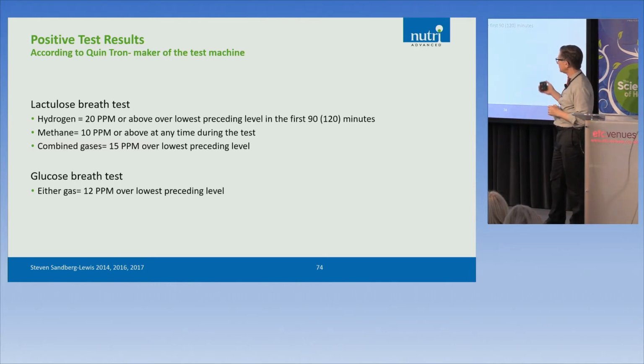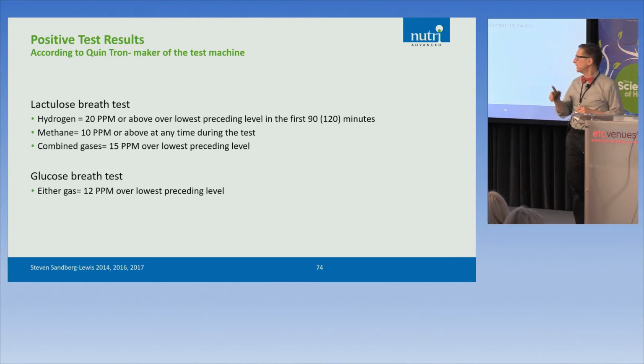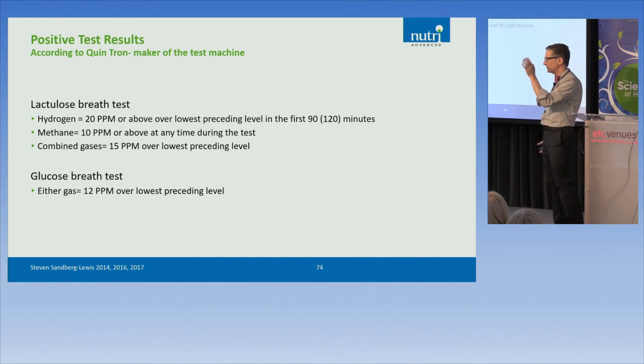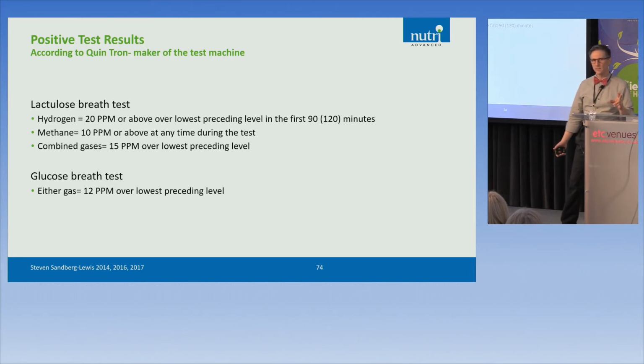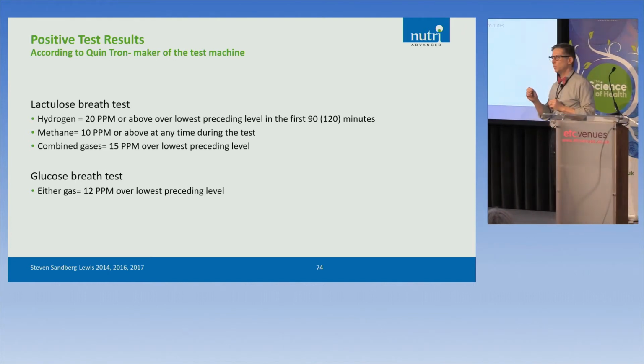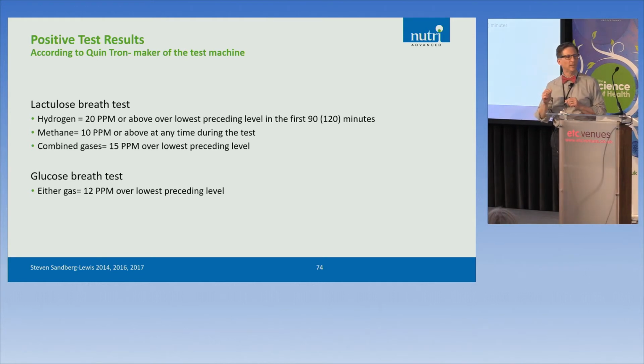Methane, 10 parts per million or greater, from the lowest to the highest. Or really, in this case, we don't really use it. We just use it at the actual level, 10 parts per million or higher, at any time during the test. Because, raise your hand if you think all human beings have hydrogen-producing bacteria in their guts.